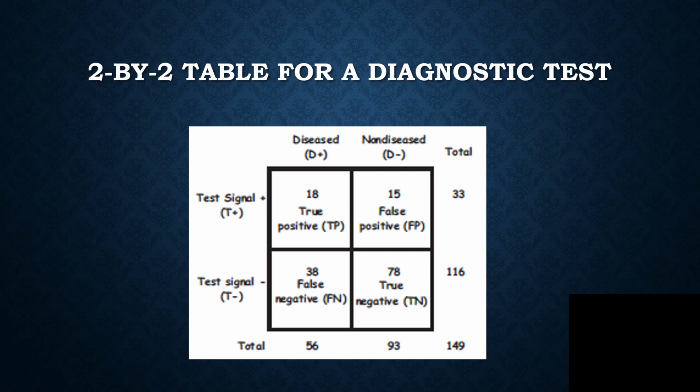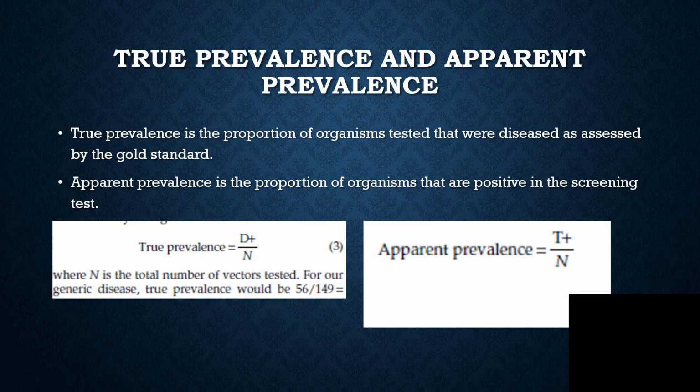Okay, for the next few slides, you're going to be seeing the equations that you can use to determine, for example, true prevalence. We have apparent prevalence, accuracy, misclassification. With all these equations, you're basically determining the proportion, a broad general answer, of how prevalent a disease is, or how much of the disease is present, the sensitivity, the specificity, and so forth. True prevalence is the proportion of organisms tested that were diseased as assessed by the gold standard. Apparent prevalence is the proportion of organisms that are positive in the screening test.